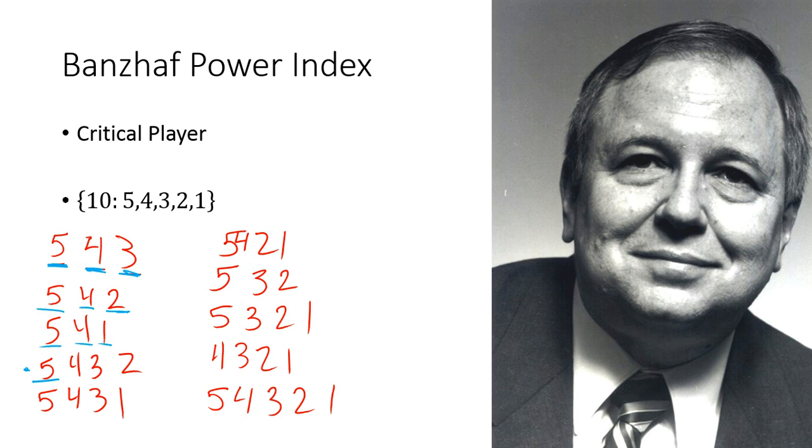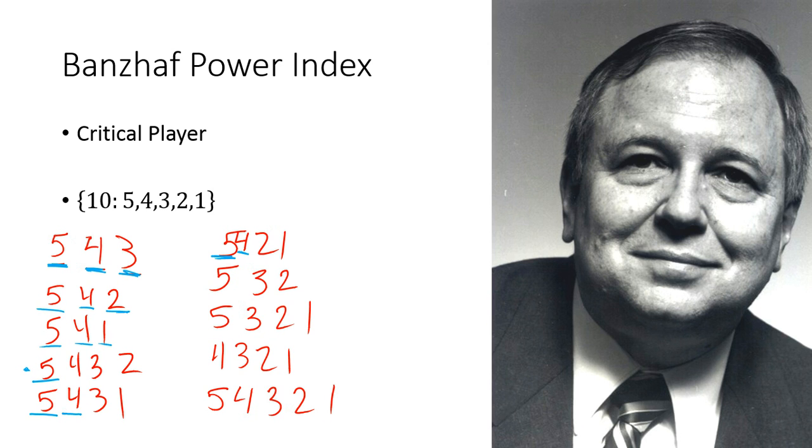Go to the next one. 4 plus 3 plus 1 is under 10, so 5. 5 plus 3 plus 1 is under 10, so 4. 5, 4, 1 is at 10, so 3 is not, and 1 is not. Now we go to the next one. Let's see here. If we remove 5, if we remove 4, and that's it.